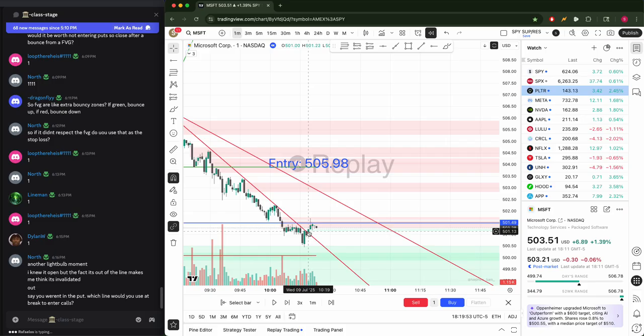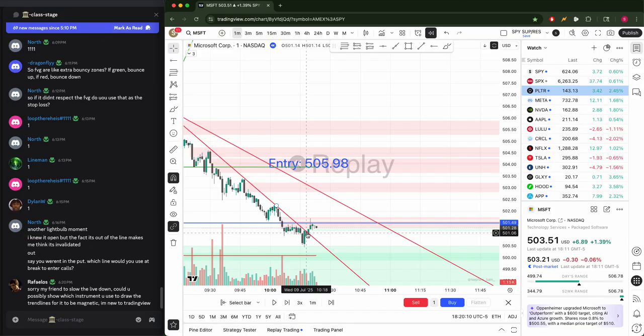Okay, right here is when I would have entered calls. Okay, and we don't have a proper stop loss line yet, so our stop loss is going to be either right at the entry or use the red line, whichever one. You don't actually have to draw it out or anything. You just have to make a mental note in your head.